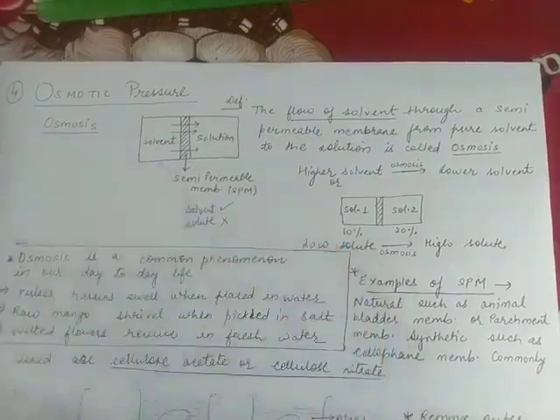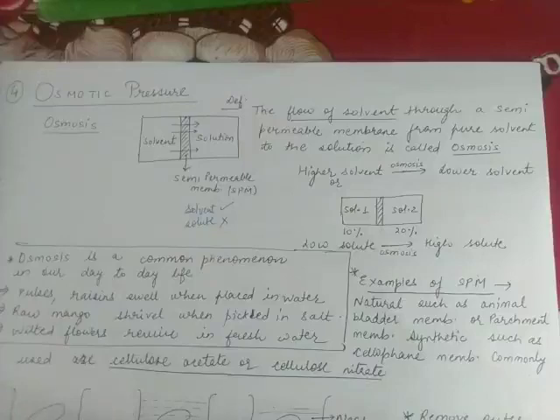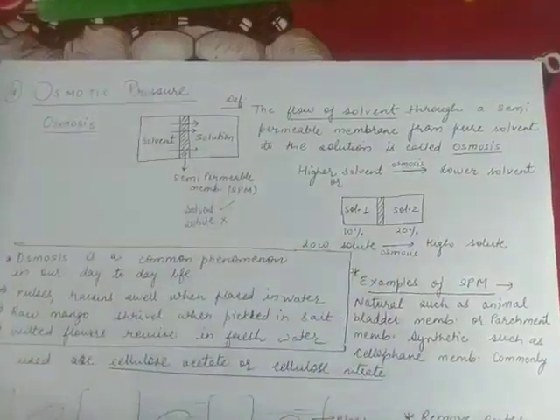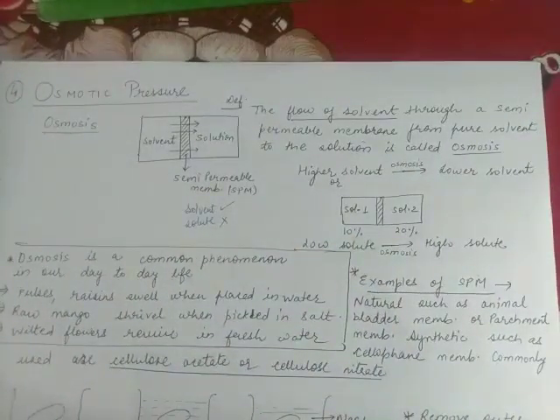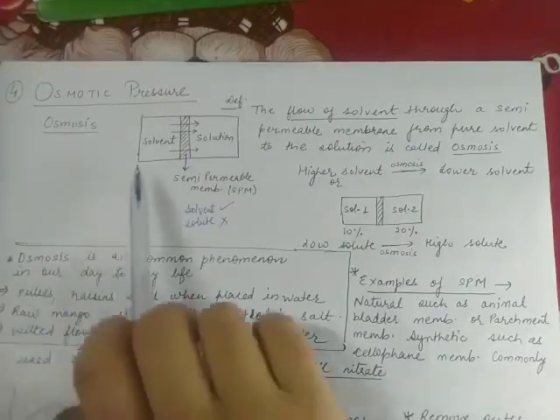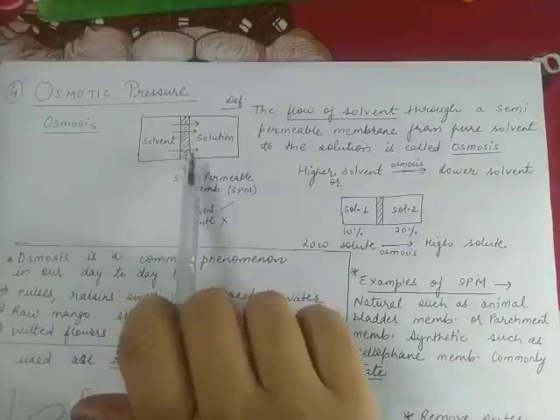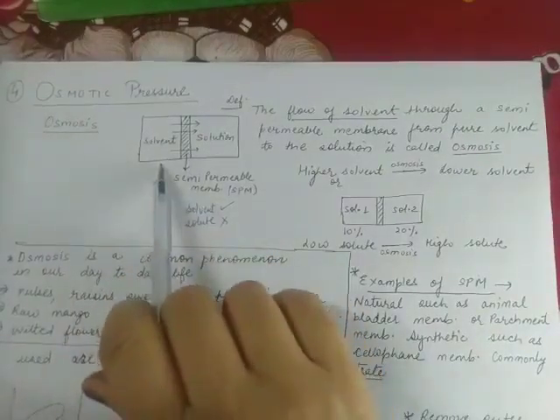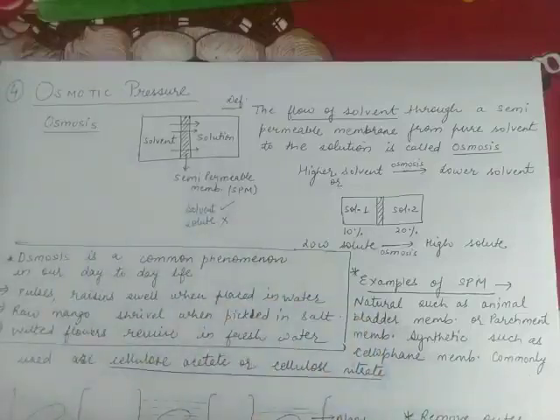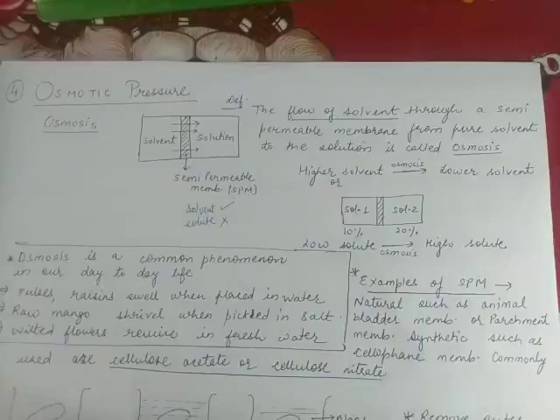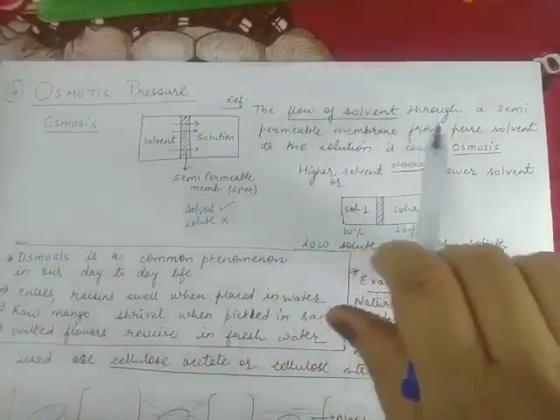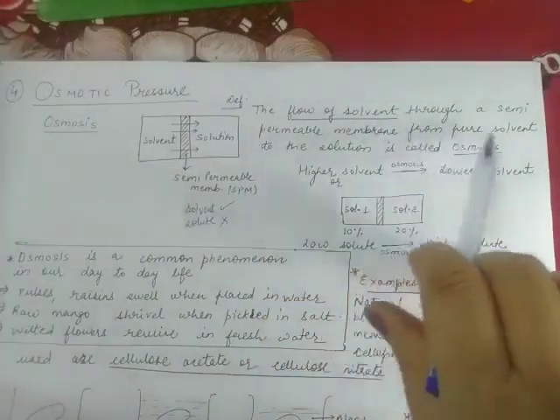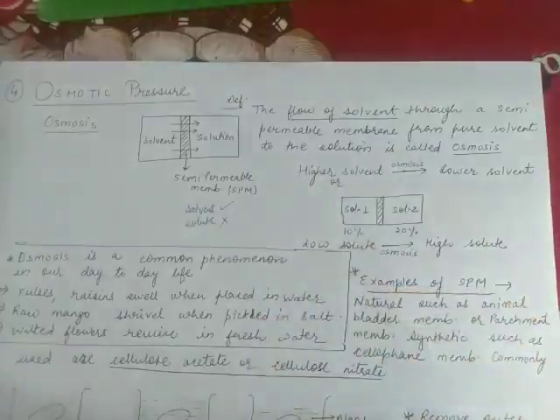Now on one side I have kept pure solvent, and on another side I have kept a solution. Now what will happen? You will find that the solvent molecules start moving from the pure side to the solution side. That is, the level of solvent will decrease and the level of solution will increase. This phenomenon is known as osmosis. So what is osmosis? The flow of solvent through a semi-permeable membrane from pure solvent to the solution side.